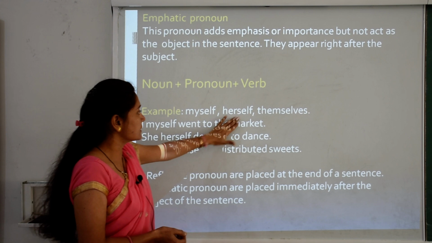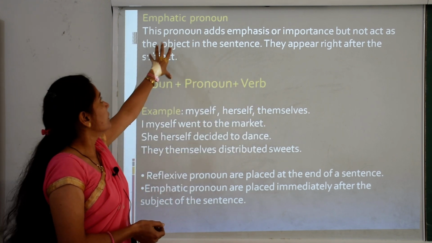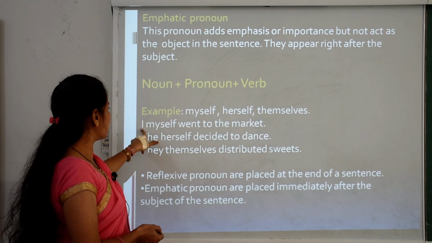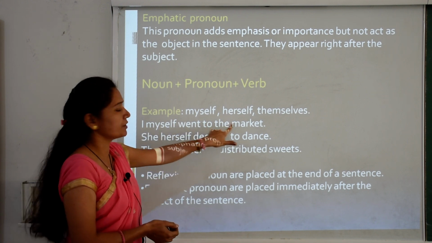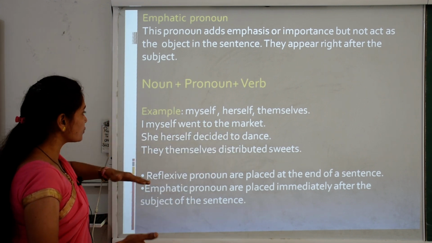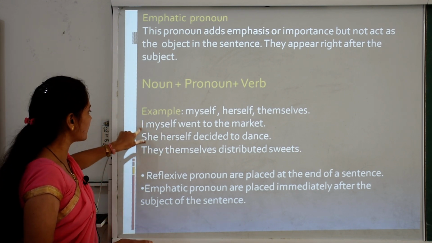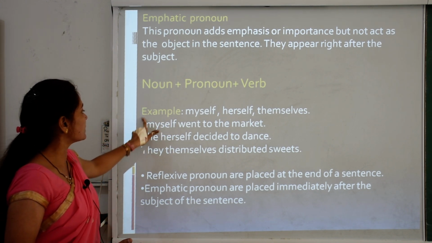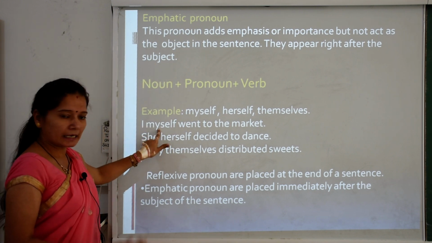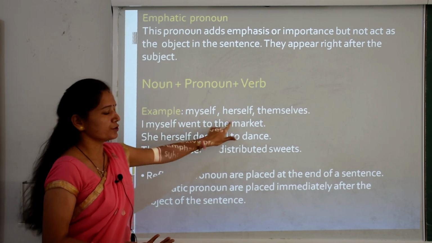Now myself, herself, themselves are all emphatic pronouns. Let's see the example. I myself went to the market. As I told you, these pronouns come just after the subject. Here, I is your subject, and just after it the emphatic pronoun comes. So, I myself went to the market.